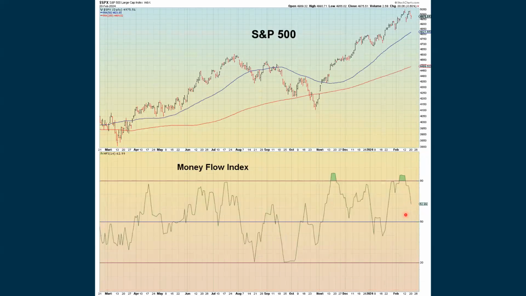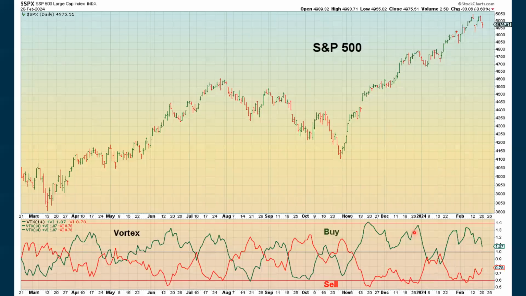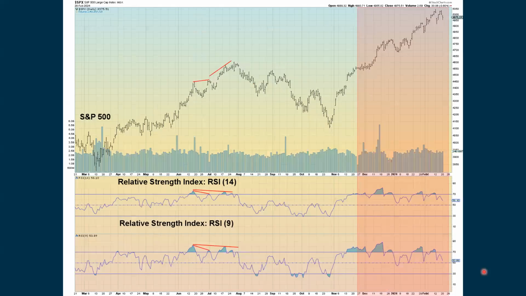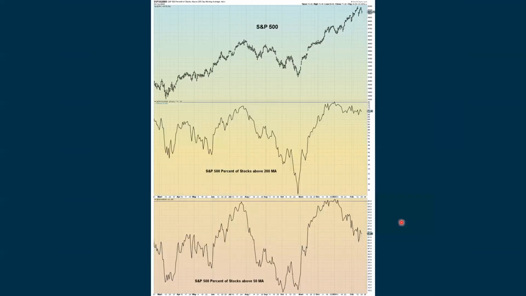The money flow is declining, but still above 50. The ultimate oscillator also declining and above 50. The green line is on top with the vortex, but it is declining, and the red line starting to come back up. We are declining, but still positive with the RSI based on 14 and 9 periods. We tick down with the unbalanced volume, but we're still above the advancing moving average.